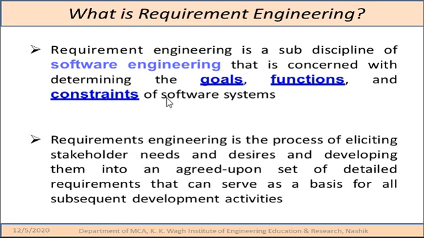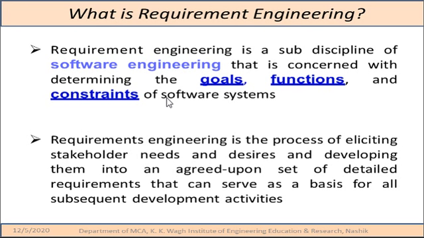That activity should easily communicate with the stakeholders the purpose of using the system. That is, what is the context of this system we are going to use, that we have to identify. That is requirement engineering. So the bookish definition is, it is a sub-discipline of software engineering that is concerned with determining the goals, functions and constraints of the software system.